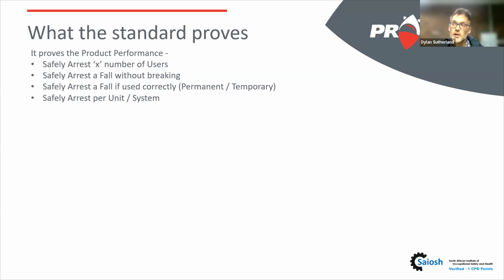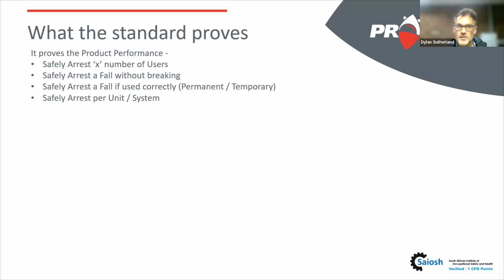And then we also look at whether it will safely arrest per unit or per system. That means when we talk about a lifeline, for instance, a lifeline doesn't get certified as a component. The end plate is a certified component, but the cable, the lifeline, or anything that's horizontal in that manner, gets certified as a system. Even a temporary lifeline: you can't add other components to it and expect it to work the same, because it hasn't been certified as a system.